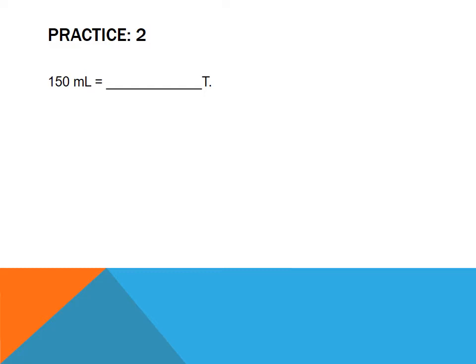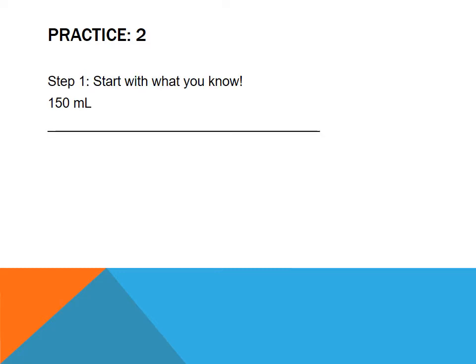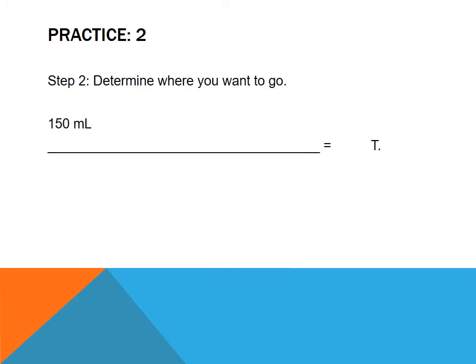Let's practice again. We have 150 milliliters. That is equal to how many tablespoons? Let's start with what you know. We know that we have 150 milliliters. We want to go to tablespoons. We know that tablespoons is capital T.